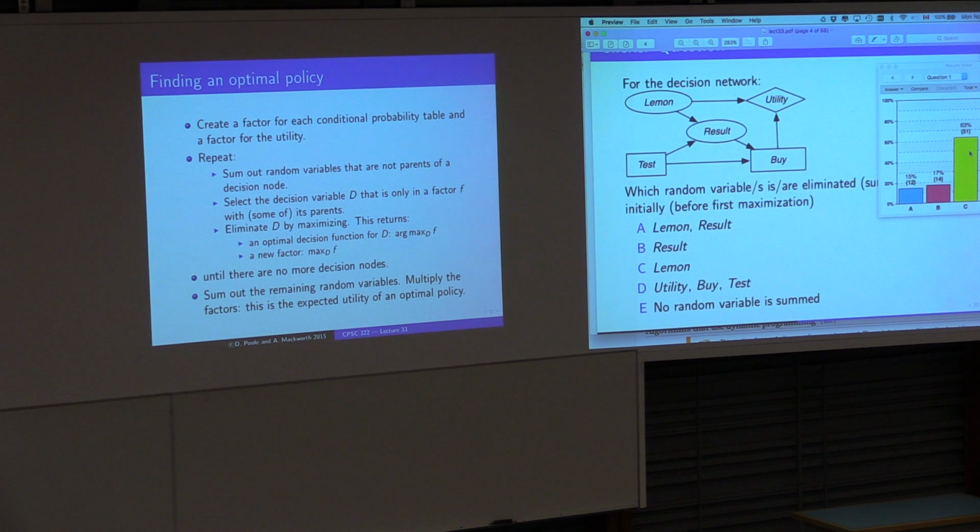Yes, the answer is C. We're not going to sum out result, because result is a parent of a decision node. A and B are wrong, because we're not going to sum out result. We're only going to sum out variables that are not parents of a decision node. So we only sum out lemon. Any questions about that? The reason we sum out lemon is because we can't use it when we're optimizing. We don't know whether it's a lemon or not, so when we maximize, we're not going to know that. Any questions about that?